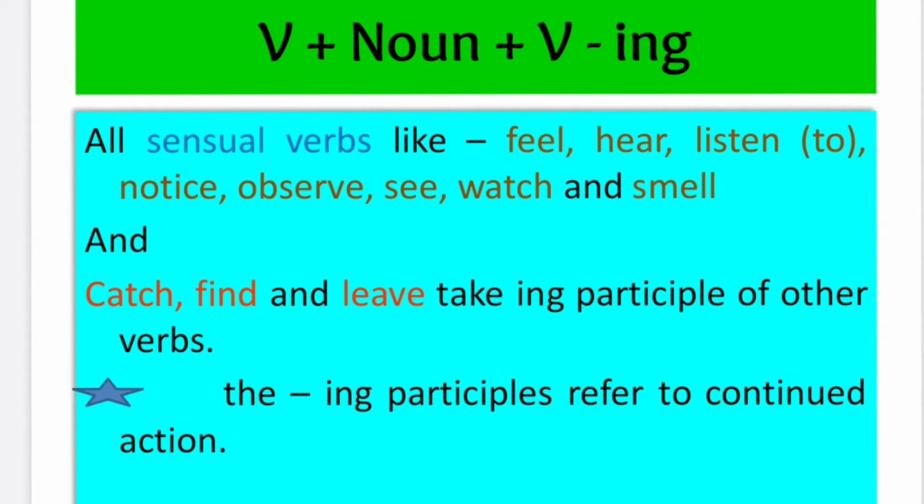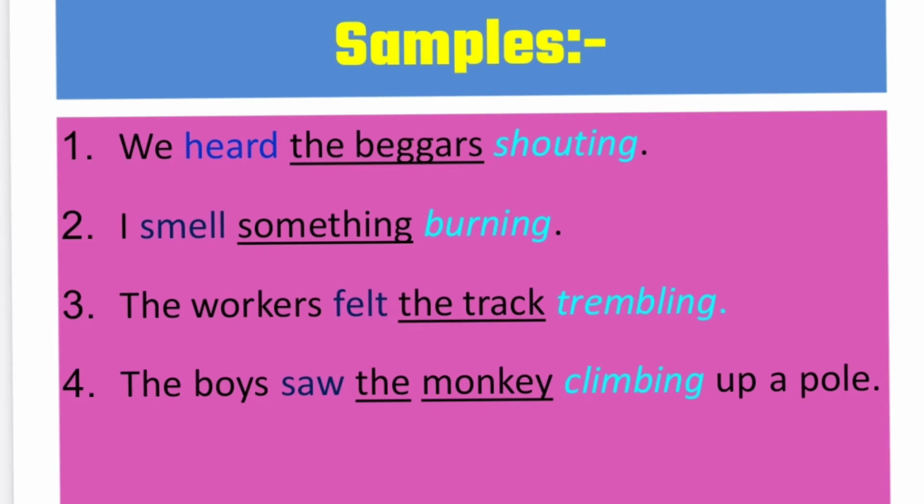And the most important thing here is that the ing participle or ing form of the verb after the noun indicates action in a continuous process. The action is in a continued situation. Let's cite some examples. Okay. We heard the beggars shouting. I smell something burning. The workers felt the track trembling. The boys saw the monkey climbing up a pole.